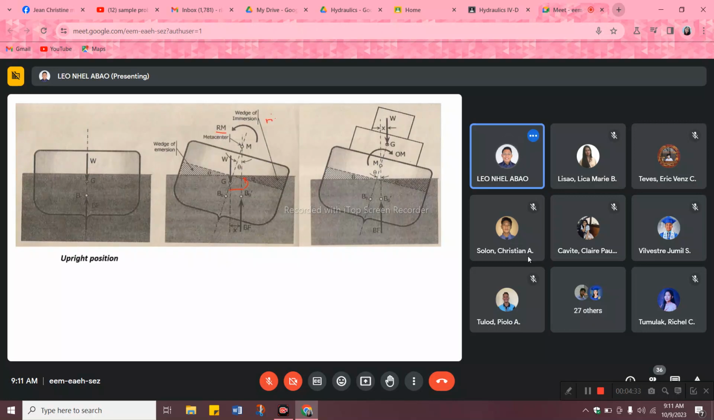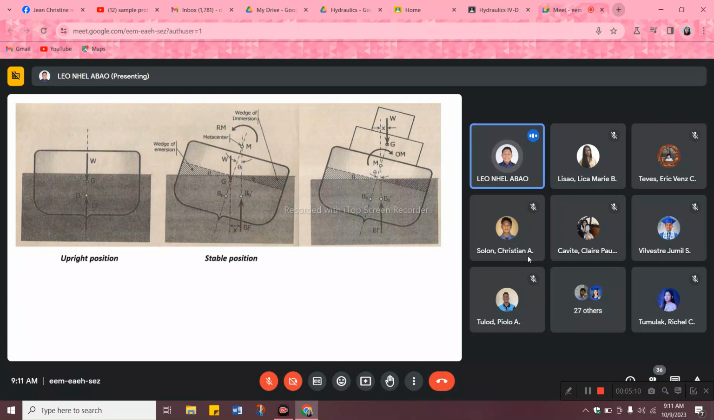The righting moment. Initially, the ship tilted to the right. Now, due to the couple formed by W and BF, the rotation to the left rights the ship, meaning it returns to the proper position. And this is what we call the stable position. If a righting moment is created, it means it is stable.